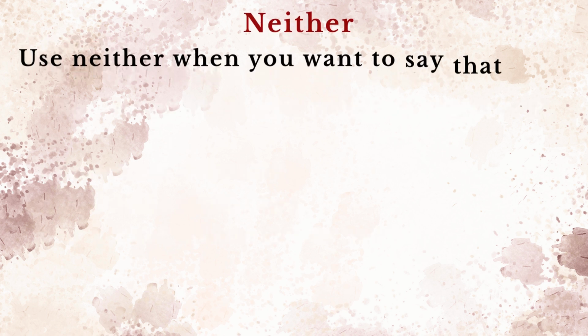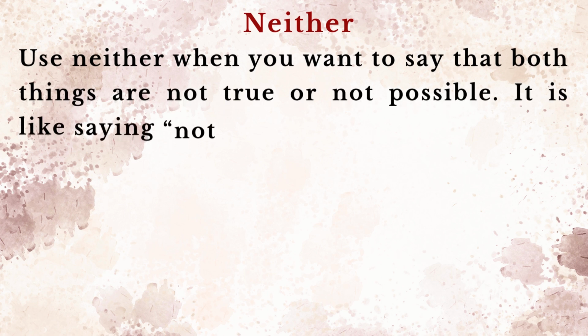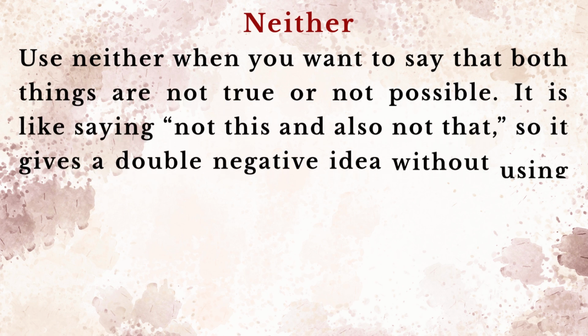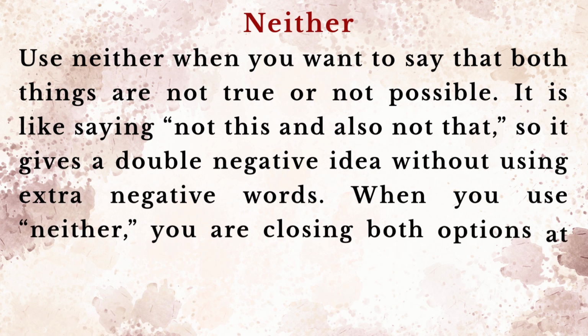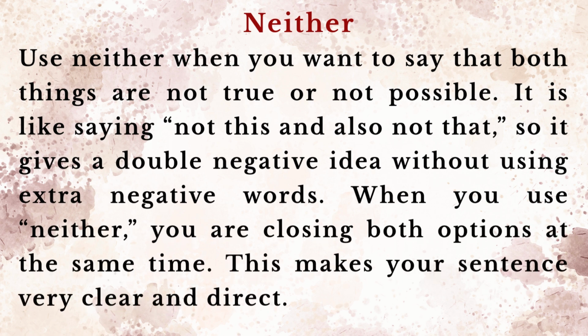Second is neither. Use neither when you want to say that both things are not true or not possible. It is like saying not this and also not that. So it gives a double negative idea without using extra negative words. When you use neither, you are closing both options at the same time. This makes your sentences very clear and direct.